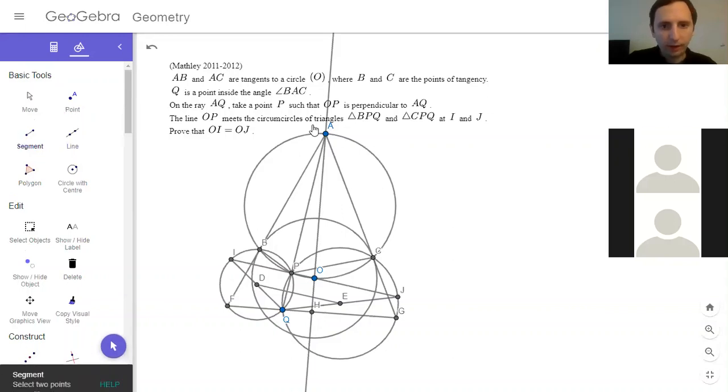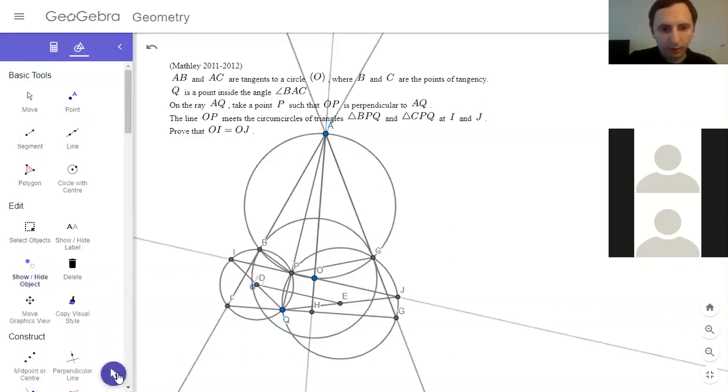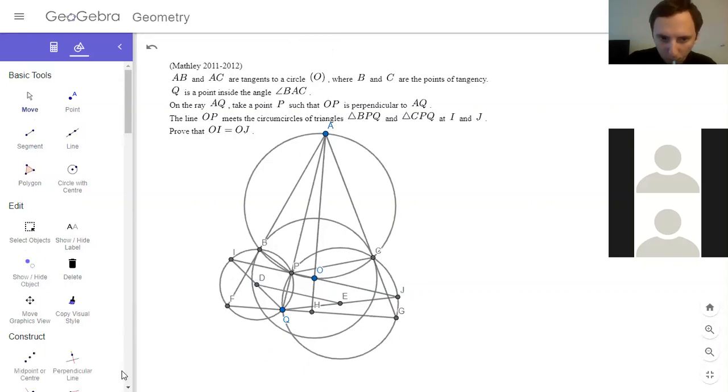So AH is perpendicular to FT, right? I think we can angle change this now. And now, yeah, IF should be parallel to GJ because both of them are 90 degrees. I mean, IFQ is 90 and JGQ is also 90.